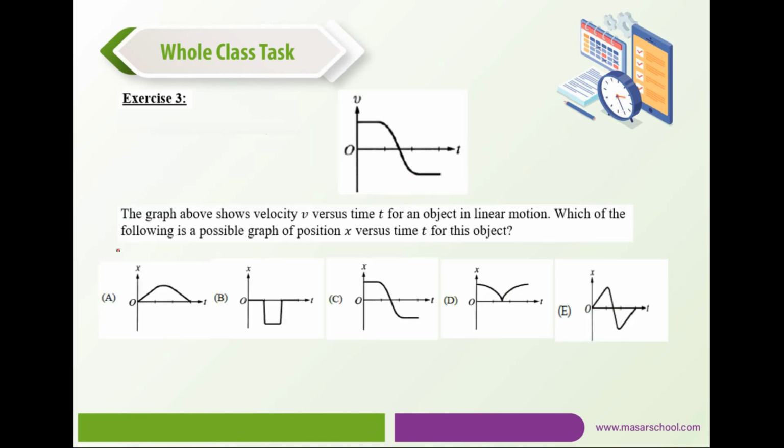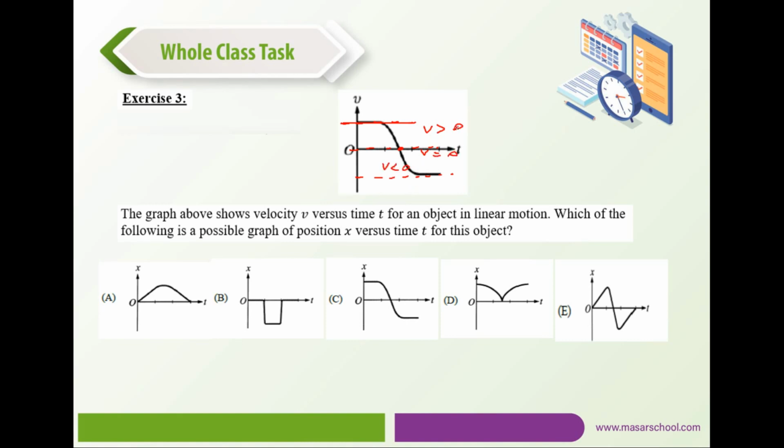Now the graph above shows velocity v versus time for an object in linear motion. Which of the following is a possible graph of position x versus time for this object? Now if we divide the graph into several portions, we notice that here the velocity is positive. At this specific point the velocity becomes 0, and here the velocity is negative.